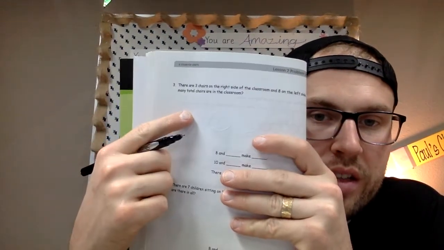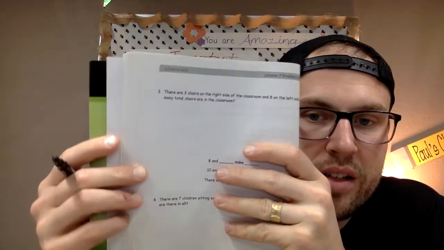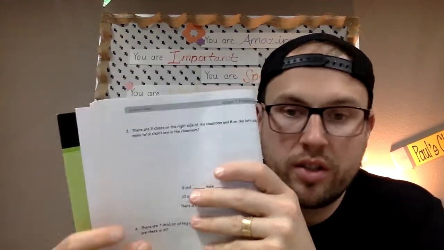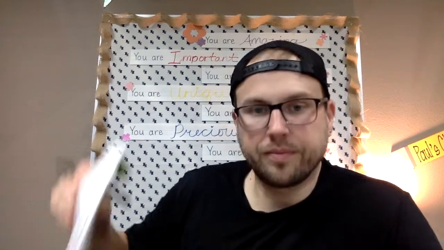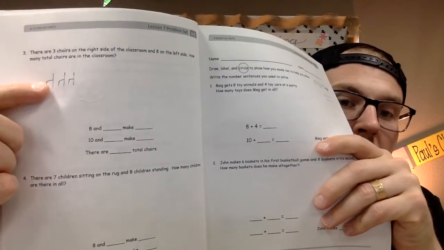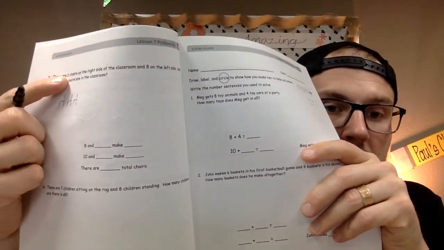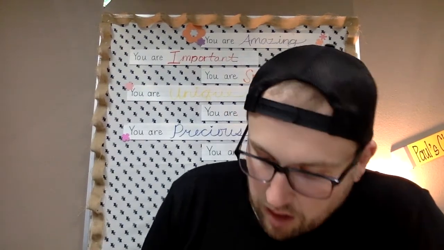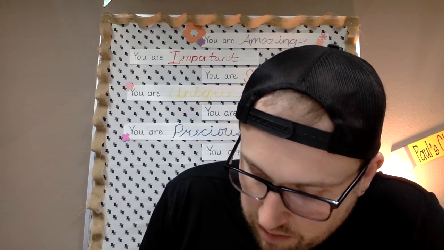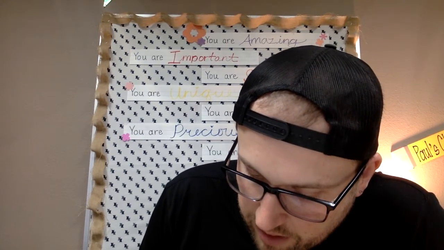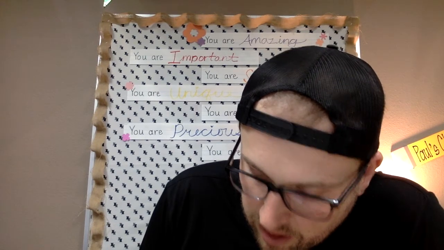There are 3 chairs on the right side of the classroom, 8 on the left side of the classroom. How many chairs are there in total? Here's what we're going to do. 3 chairs. So draw 3 chairs. 1, 2, 3. Okay? There's 3 chairs. They're on the right side of the classroom. Now there's 8 on the left. So draw 8 more. 1, 2, 3, 4, 5, 6, 7, 8.